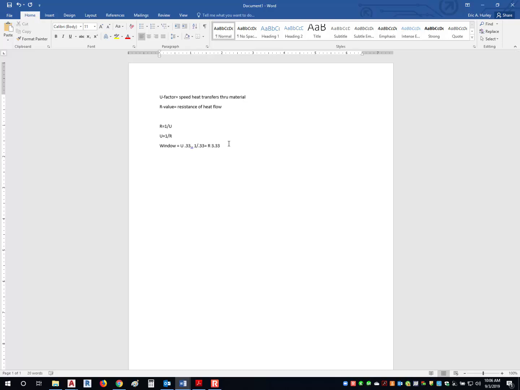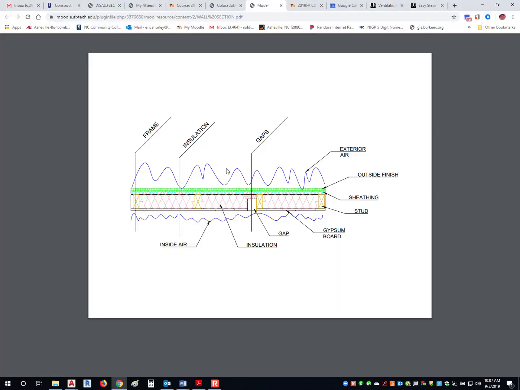Now, in a wall in North Carolina, North Carolina code says that you must have an R value of 13 plus 2. All right. So what that's saying is, let's go back over to the picture here. That's saying that we have to have an R13 insulation in this cavity here, but then we're supposed to have a skin on the outside of it called a thermal skin of an R2.